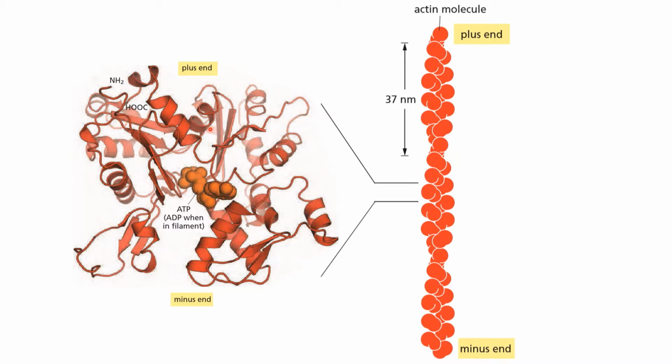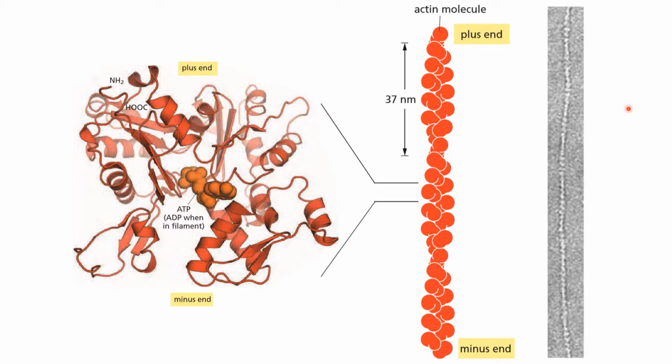When these polymerize, the final actin filament will have a plus end, where new actin monomers are added the fastest. And then we have the minus end, where the removal of actin monomers is fastest as opposed to the addition of actin monomers.